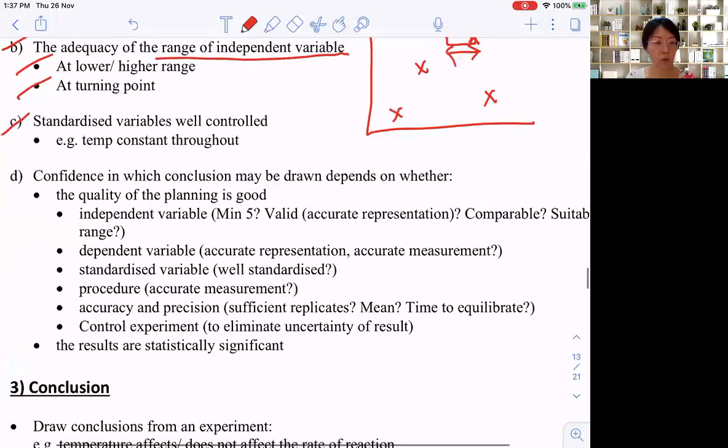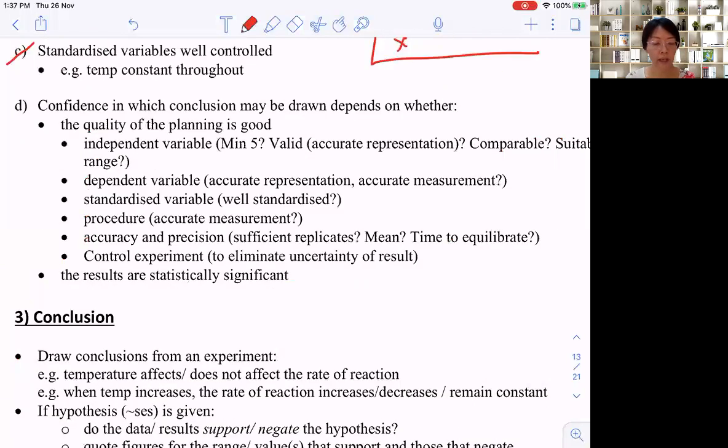Okay, so the next thing you want to look at is the confidence with which a conclusion can be drawn. When you draw a conclusion, you always draw it based on your results, isn't it? So how valid, accurate, and reliable is your conclusion? How confident are you that your conclusion is valid, accurate, and reliable?